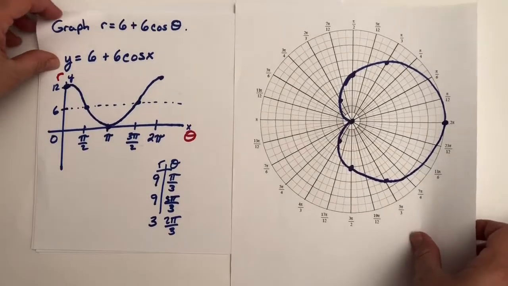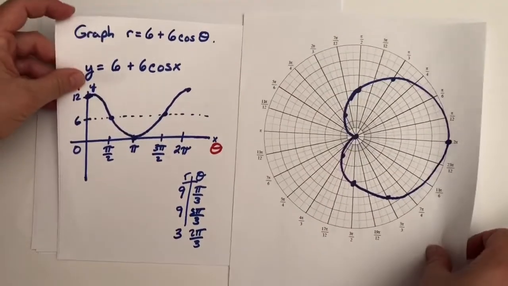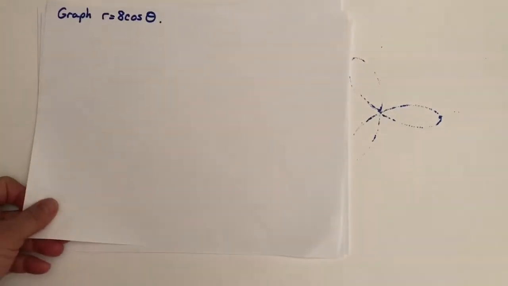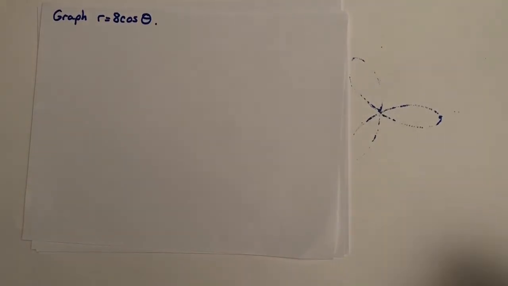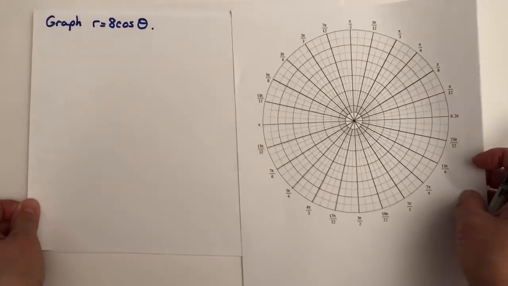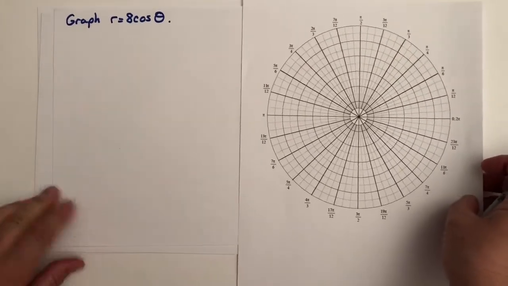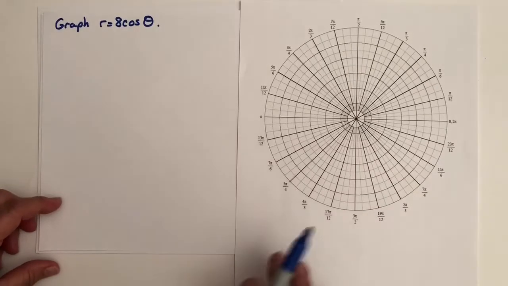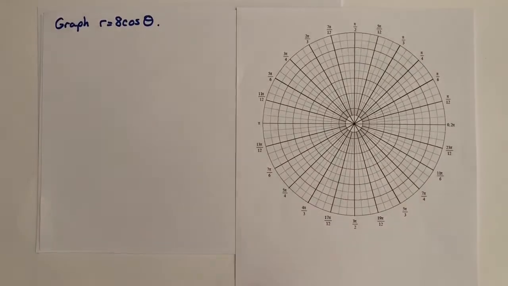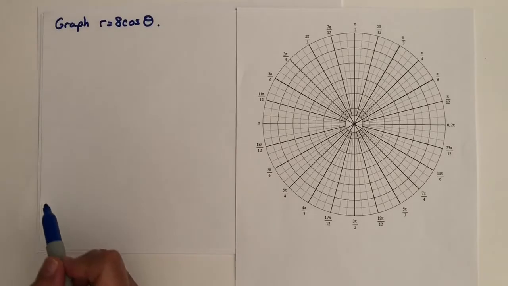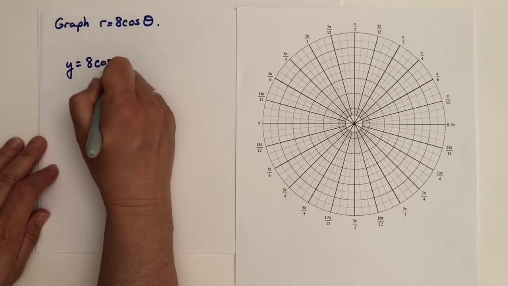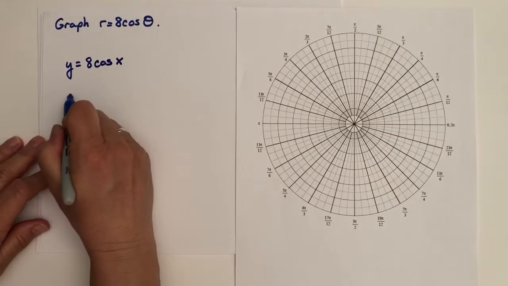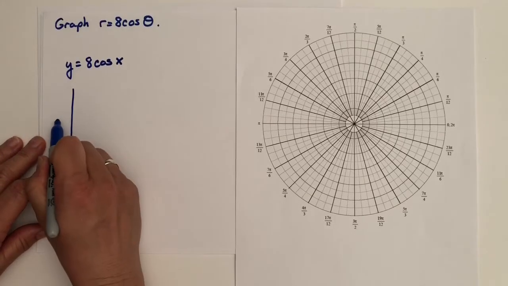Let's do one final graph. Let's let it be this one. r equals 8 cosine theta. I hope you recognize that as a circle. And the more you recognize, the easier it is to come up with the graph pretty easily. But I'm going to treat it like I did the others. I'm going to graph y equals 8 cosine x, which we could graph pretty easily, I hope.